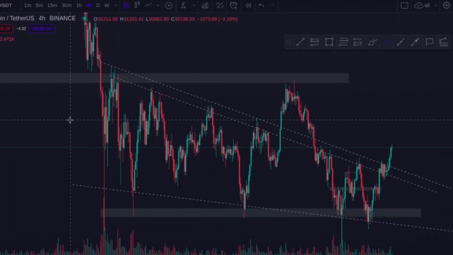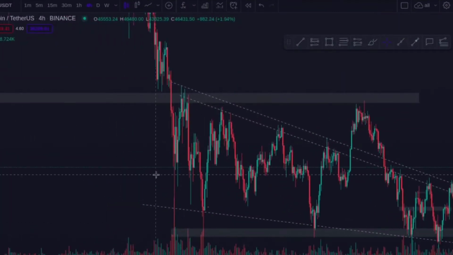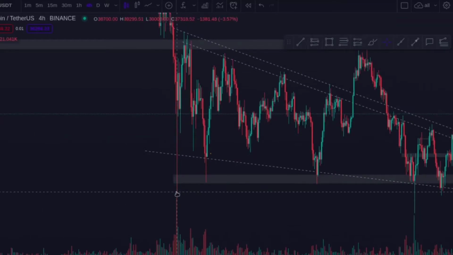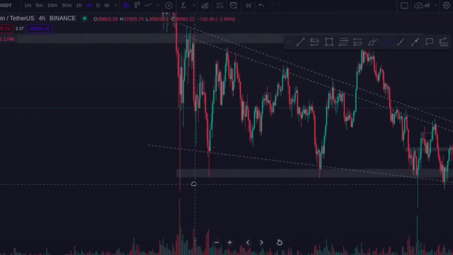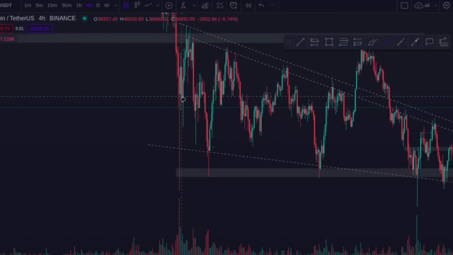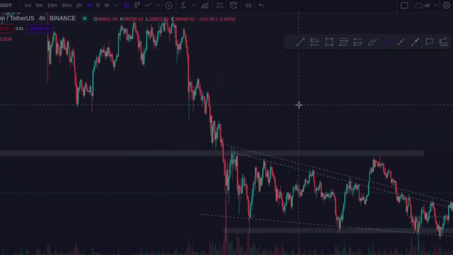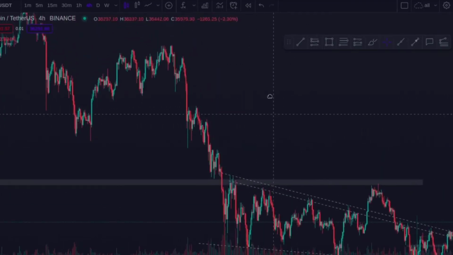Starting from 19th May, we had this deadly crash, which brought us down to about 30k, and then prices shot up quite quickly. We saw a recovery to around 37k, and people were quite optimistic that we would touch new all-time highs once again, but that never happened.